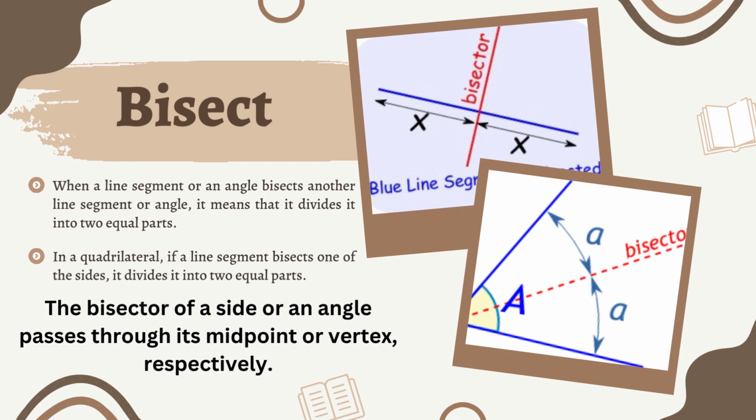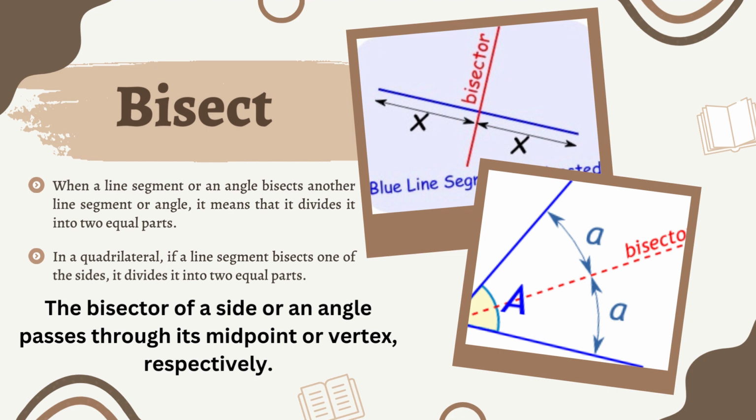For example, if I'm drawing a line segment of 6 centimeter and another line bisects the 6 centimeter line, that means it divides the line into two equal parts. On each side 3 centimeter is there. That is known as a bisecting line or bisector. In a quadrilateral, if a line segment bisects one of the sides, it divides it into two equal parts.